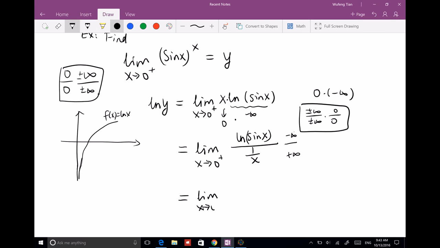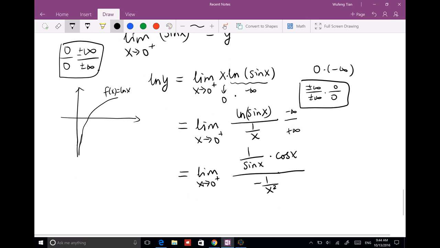Okay, so now let's continue using L'Hopital's rule. X goes to 0 plus. I want a student to help me with the derivative at the top. Can anyone tell me the derivative at the top? Would it be 1 over sine x times cosine x? Very good. 1 over sine x times cosine x. What's the denominator? Would it be negative 1 over x squared? Thank you very much, Matthew. Very good. And then, what do we continue with?